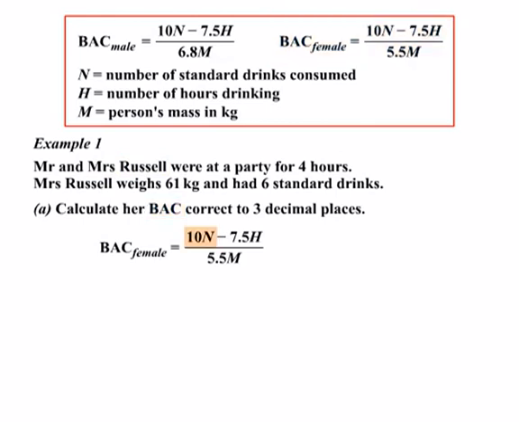Now let's start to sub in 10N. Just remember our N is the number of standard drinks consumed. So Mrs. Russell had 6 standard drinks. So we'll have 10 times 6 there. Then we'll minus from that our 7.5H. Now H is the number of hours drinking. So they're at the party for 4 hours. So that'll be 7.5 times 4. Now that's all over the top of this 5.5M here. Just remember M is the person's mass and Mrs. Russell weighs 61 kilograms.